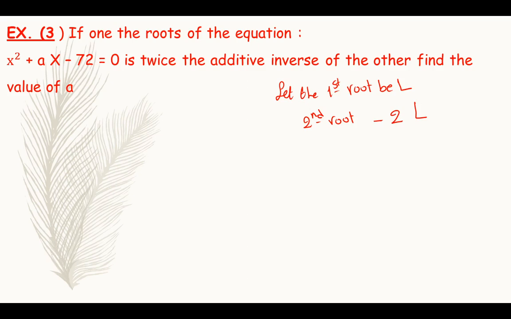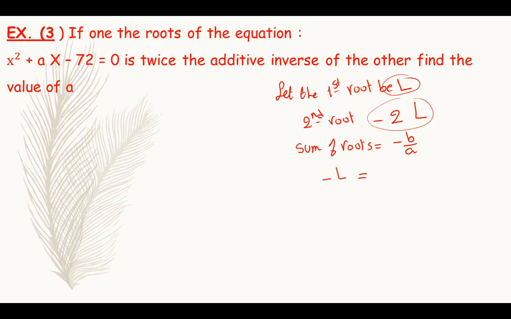Okay? So let's read the example again. If one of the roots of the equation x power of 2 plus ax minus 72 equals 0 is twice the additive inverse, find the value of a. Here we want to find the value of a. We are going to use the rules of the sum and the product of the two roots. First, the sum of roots equals negative b over a. Here we have two roots, L and negative 2L. So their sum, L plus negative 2L, will be negative L.